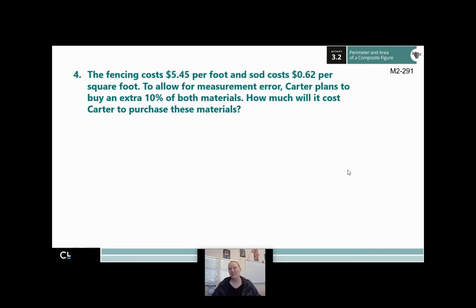What if we're told that the fencing costs $5.45 per foot and the sod costs 62 cents per square foot? Now, Carter's a little worried that he might make mistakes or that he may have measured things wrong. So Carter plans to buy an extra 10% of both materials. So how much is this going to cost Carter? Go ahead and hit pause, work this out, and then hit play when you're ready to check your work.